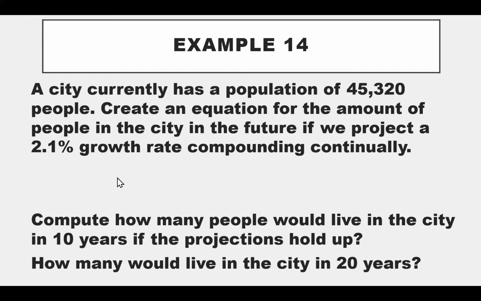And then when we do that, we'll ask how many people will there be in 10 years if the projections hold up? And then how many people would live in the city in 20 years, again, if the projections hold up? So we'll create an equation and then we'll see what's going to happen in 10 years and 20 years if this 2.1% growth rate keeps up. Go ahead and push pause on the video if you'd like to try this on your own. In a couple of seconds, I will show you how this problem is done.